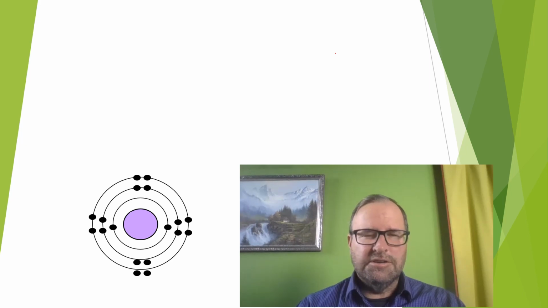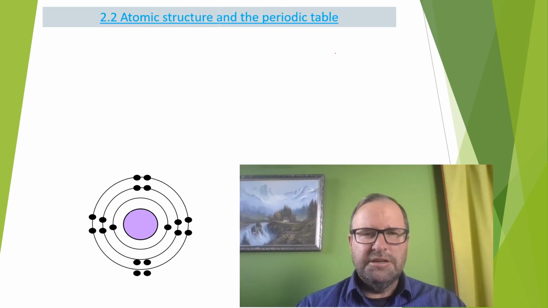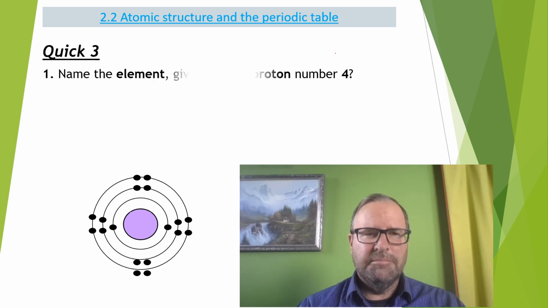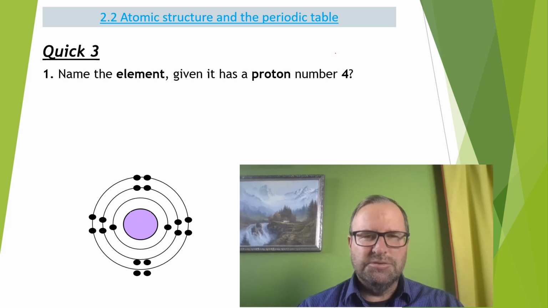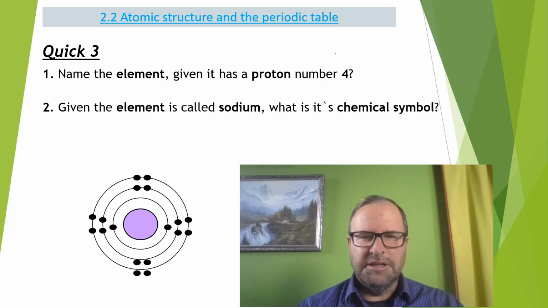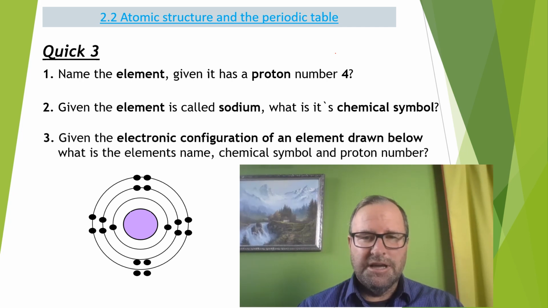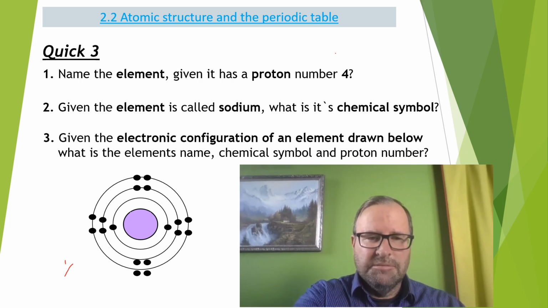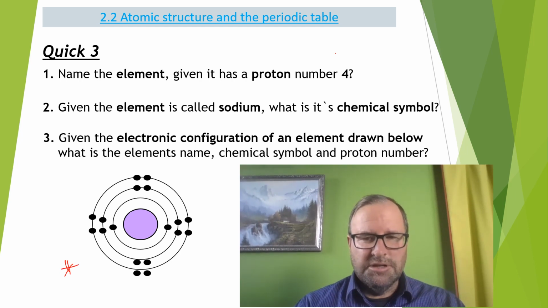Now, as always, testing your knowledge. Hopefully you've been going through that. Here's a quick 3. See what you know from this first learning outcome. Number 1: name the element given it has a proton number of 4. Remember to stop and pause, give yourself time, write your answer, go through the process. It's good for your thinking. Number 2: given the element is called sodium, what's its chemical symbol? So have a think about it, write it down. It doesn't matter if you get it wrong, as long as you're going through the process. The last question: given the electronic configuration of the element drawn below, what's the element's name, chemical symbol, and proton number? Sometimes examiners like to give it to you in terms of a diagram, so you need to know what that element is.